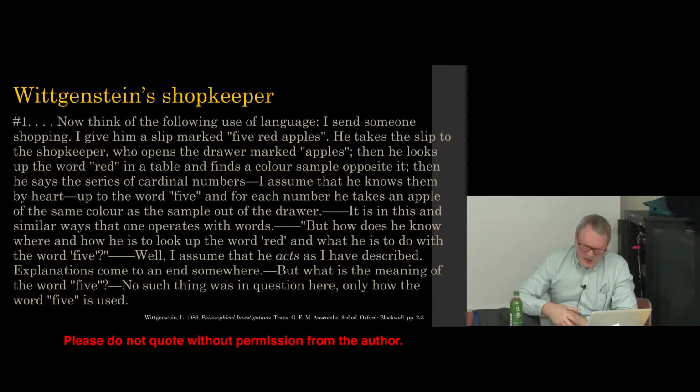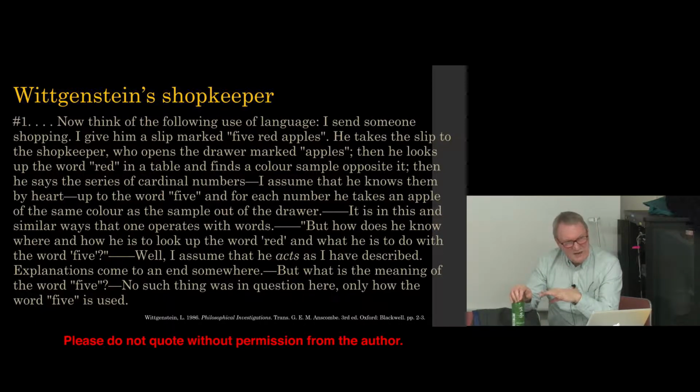But how does he know where and how he is to look up the word red, and what he is to do with the word 5? Well, I assume that he acts as I've described. Explanations come to an end somewhere. But what is the meaning of the word 5? No such thing was in question here, only how the word 5 is used. Can you understand the description? You understand the words?